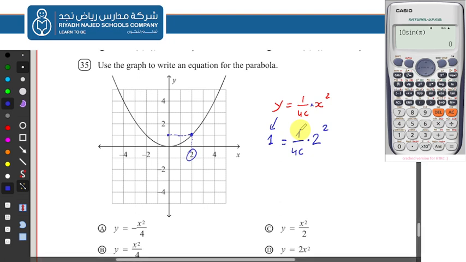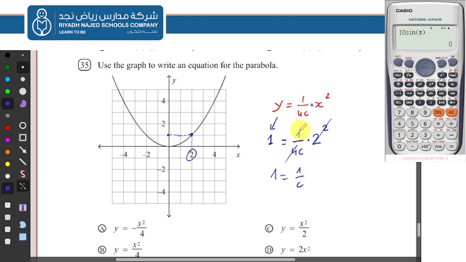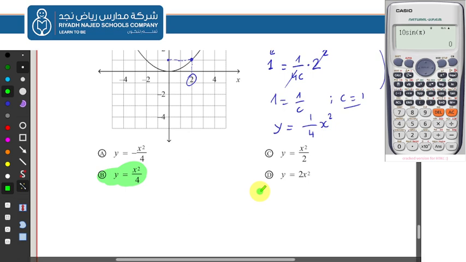So this equation is really easy because 2 squared is 4, and 4 will cancel with this 4, and you'll get 1 equals 1 over c. So 1 over what equals 1? Of course, c must be equal to 1. And going back to our equation, we use the fact that c is equal to 1 to write the final equation, which is 1 over 4 times 1, which is 4x squared, and this is x squared divided by 4, which is answer B here, x squared divided by 4.